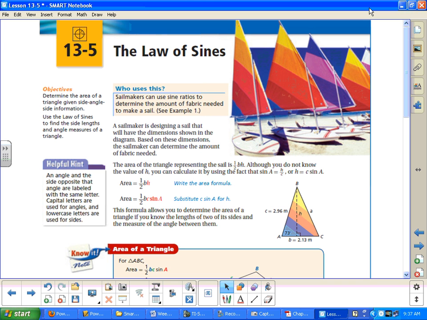So in other words, find all the missing parts. Right triangles are pretty easy. You can use the trig functions or Pythagorean theorem to find missing parts. If the triangles are not right triangles, it makes it a little bit more difficult.